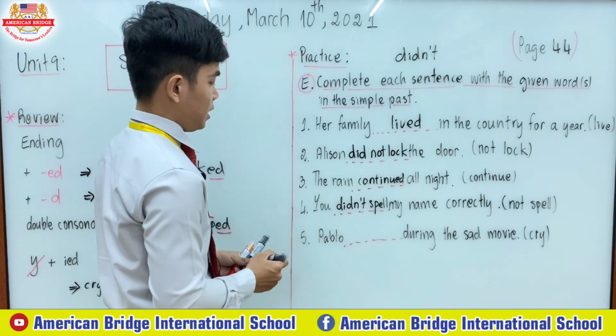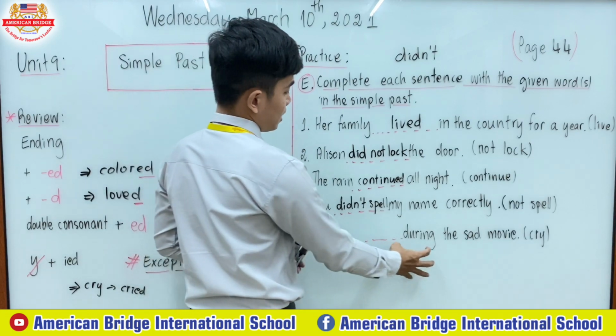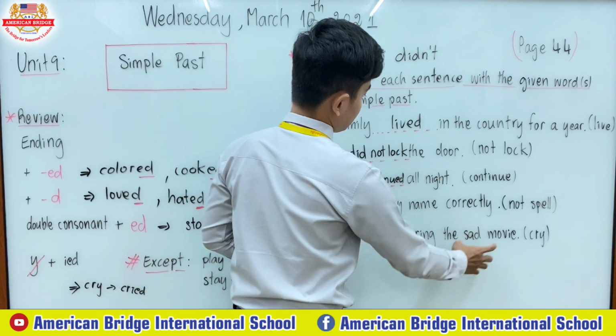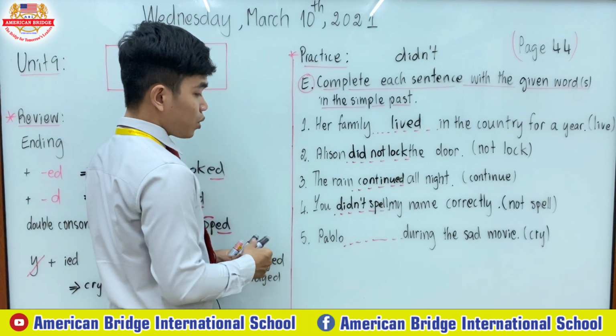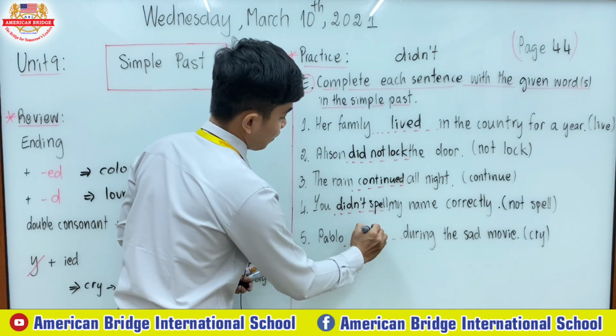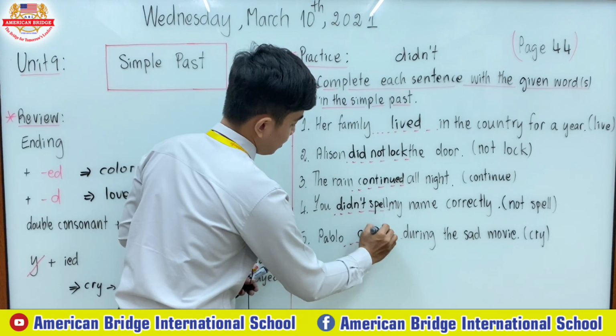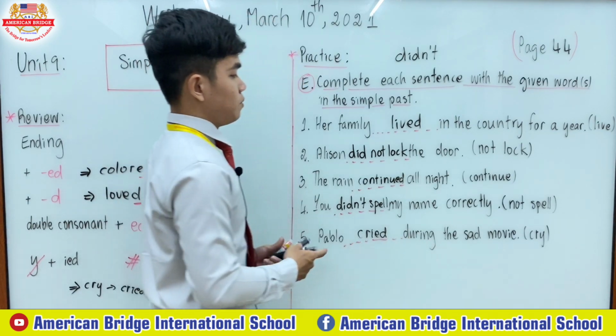Okay, number 5: Pablo, during the sad movie. We have the verb cry. So during the sad movie, Pablo cried, right? For cry, we have to change y to ied. Good job. Pablo cried during the sad movie.